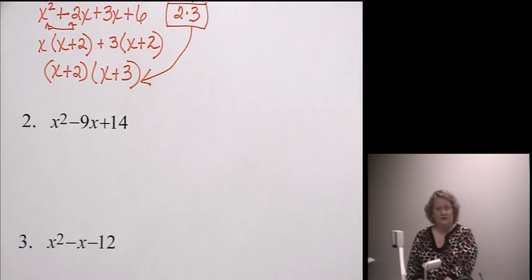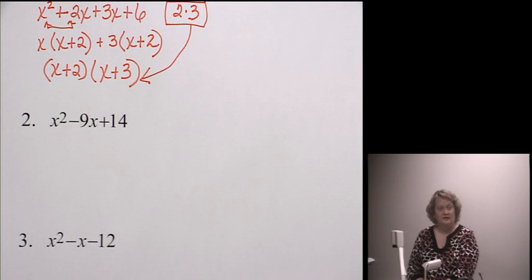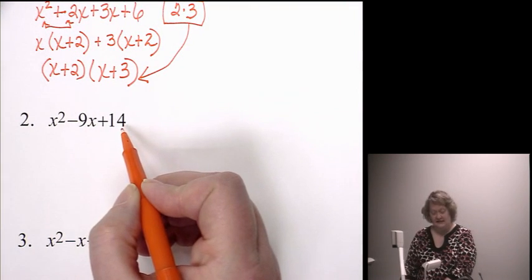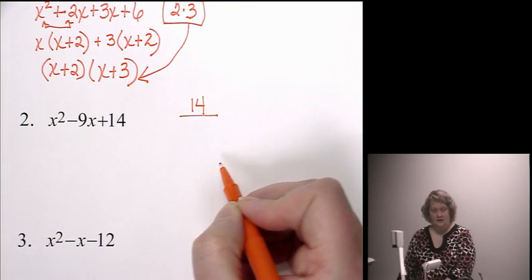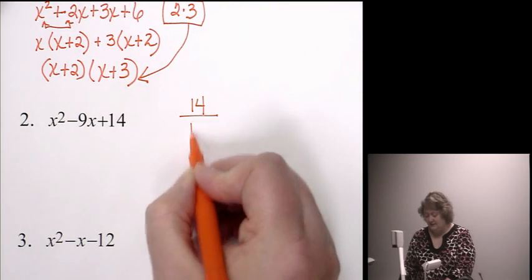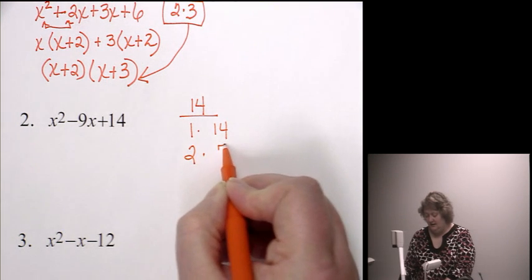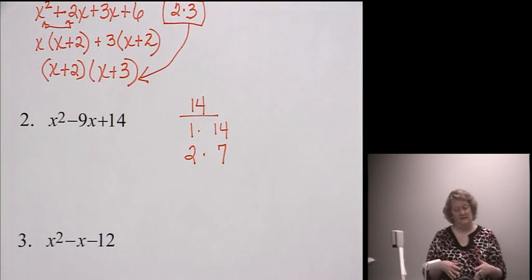And we're not going to do factoring by grouping anymore with these. We're going to go straight to the answers by looking at the 14. Possibilities are 1 and 14, 2 and 7. Those are the only pairs of numbers that multiply to be 14.